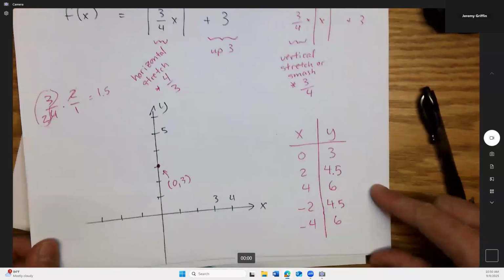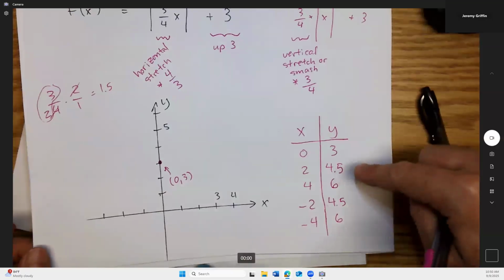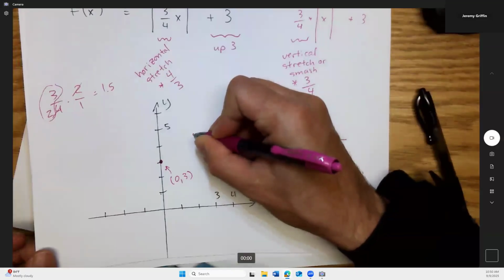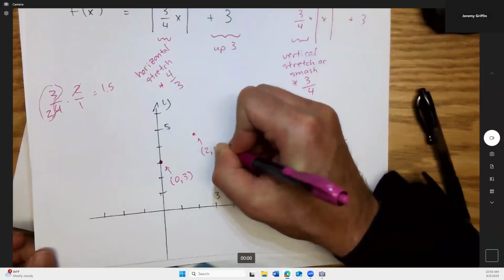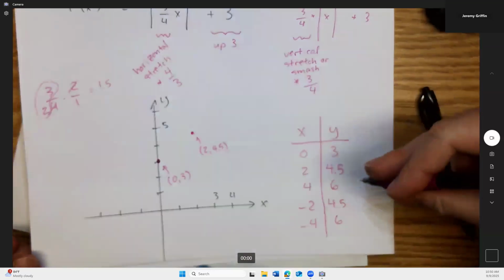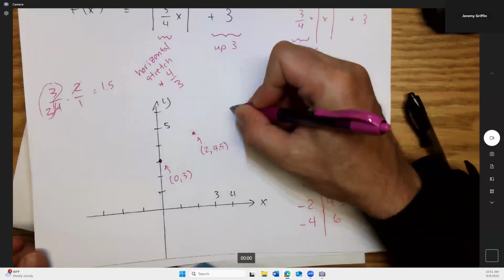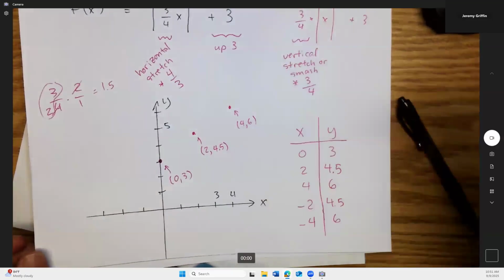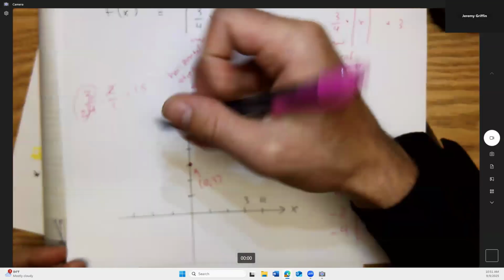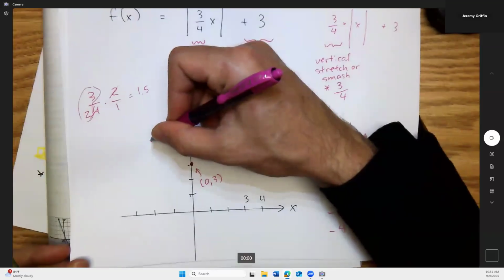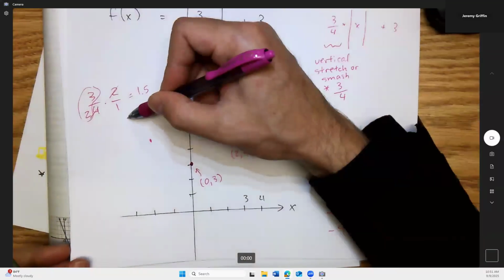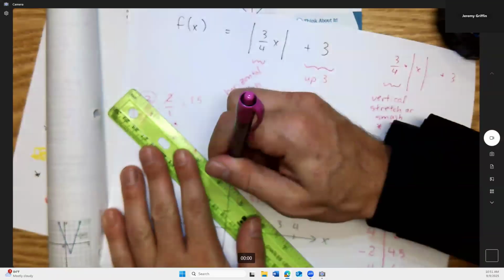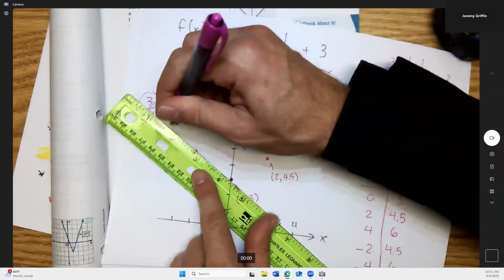Okay, let's plot all 5 of these. And we've got one already. So let's do 2, comma 4.5. 2, 4.5 is right here. We've got 4, comma 6. That's right here. Okay. And then on the left side of this graph, -2, 4.5. And -4, 6. I have all the points. I did that right. 4, 6. Okay.